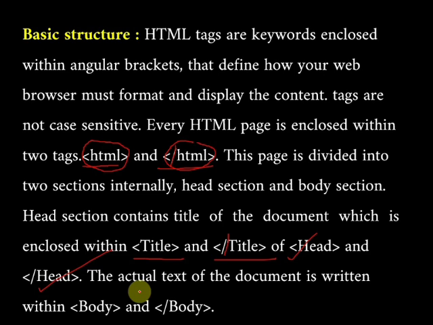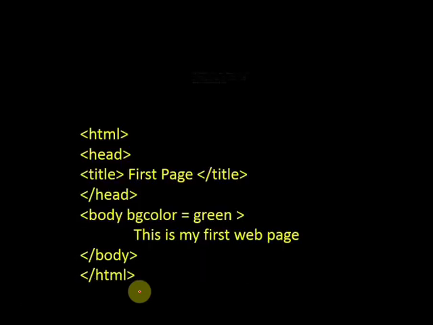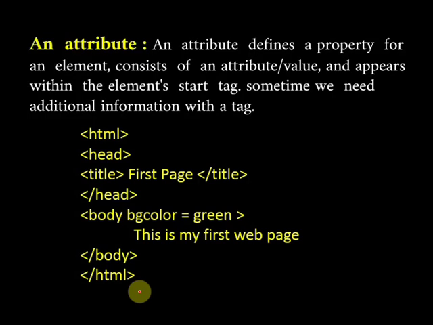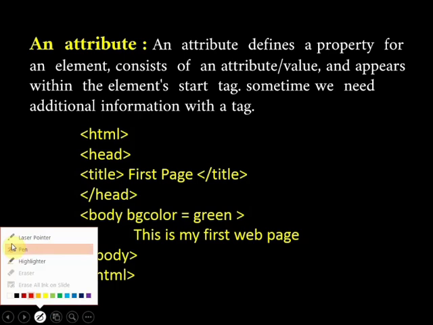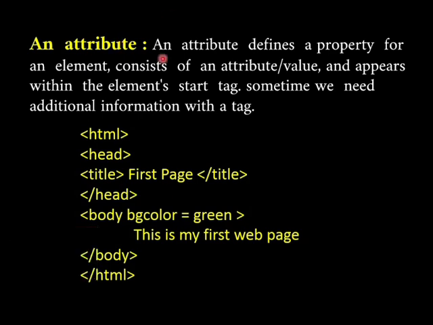Now let's see attributes. What is an attribute? For additional information you want to write in the program, you need an attribute. An attribute defines a property for an element. It consists of an attribute name and value and appears within the element's start tag. Sometimes we need additional information within the tag.